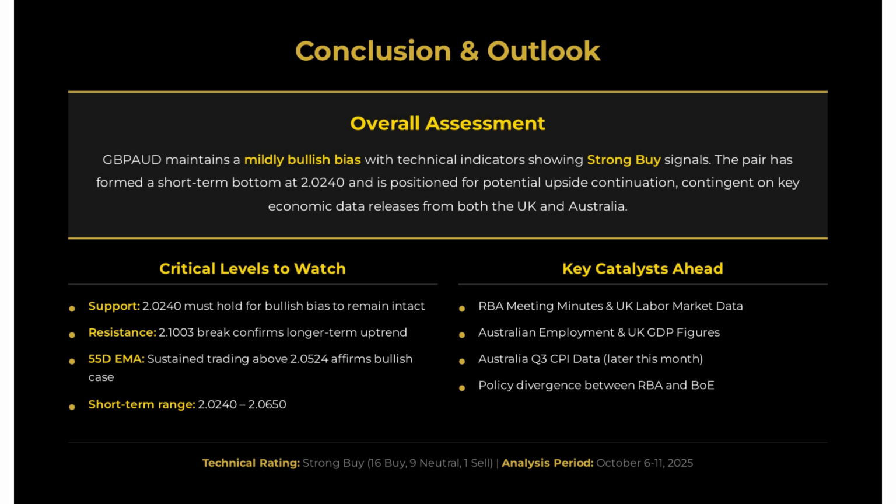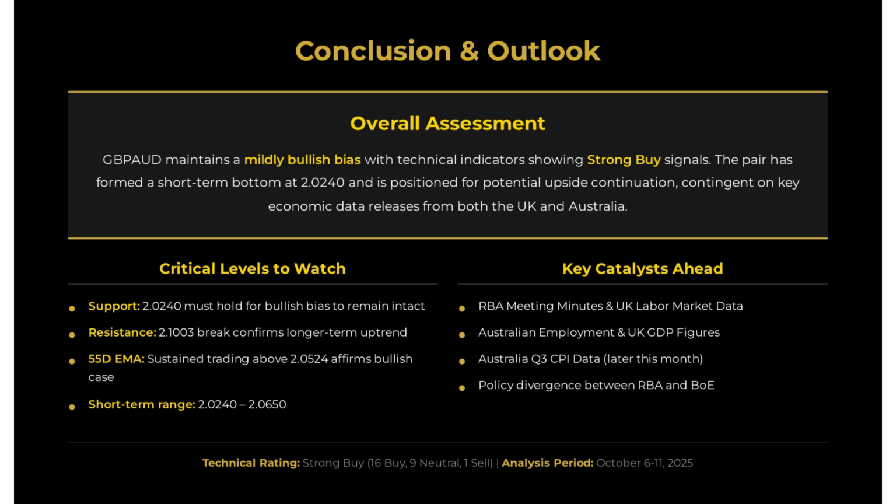To wrap up our comprehensive GBPAUD analysis, the pair maintains a mildly bullish bias, supported by strong buy technical signals with 16 buy indicators versus only one sell. A short-term bottom has formed at 2.0240, positioning GBPAUD for potential upside continuation, though this is contingent on key economic data releases from both the UK and Australia. Critical levels to watch include support at 2.0240, which must hold for the bullish bias to remain intact, and resistance at 2.1003, where a break would confirm a longer-term uptrend.